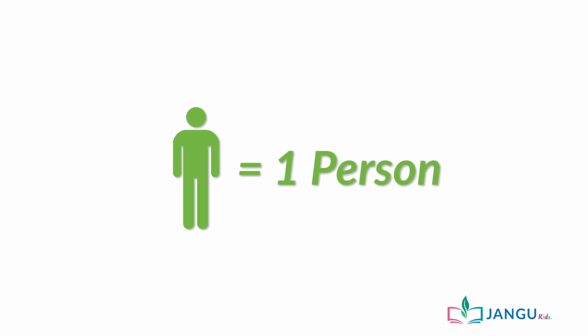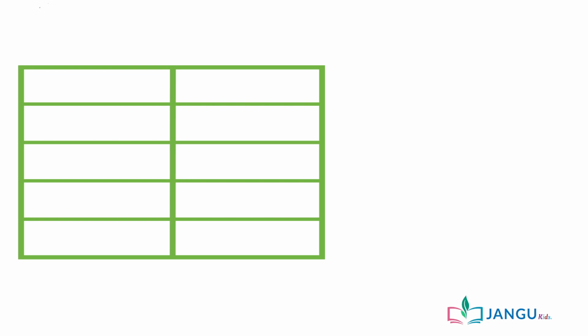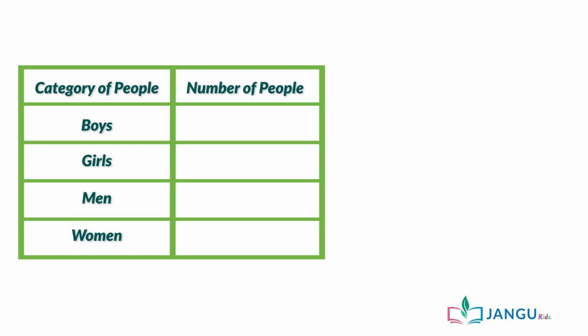First, we draw a table that contains two columns. One for the categories of people and the other for the number of people. Then we represent the values on our pictogram.